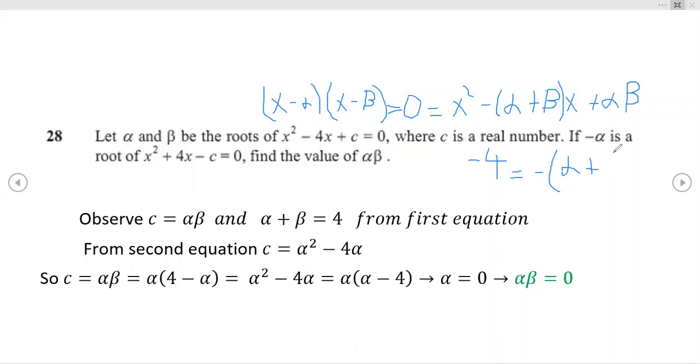Right, and this is just the well-known fact that you can equate coefficients, right? And what coefficients am I equating? I am equating the minus alpha plus beta, that is the coefficient of x over here, with the minus 4, that's the coefficient of x over here, right? And so clearly these minus signs cancel, and you get alpha plus beta is equal to 4. Isn't that cool? So that's why the signs change.